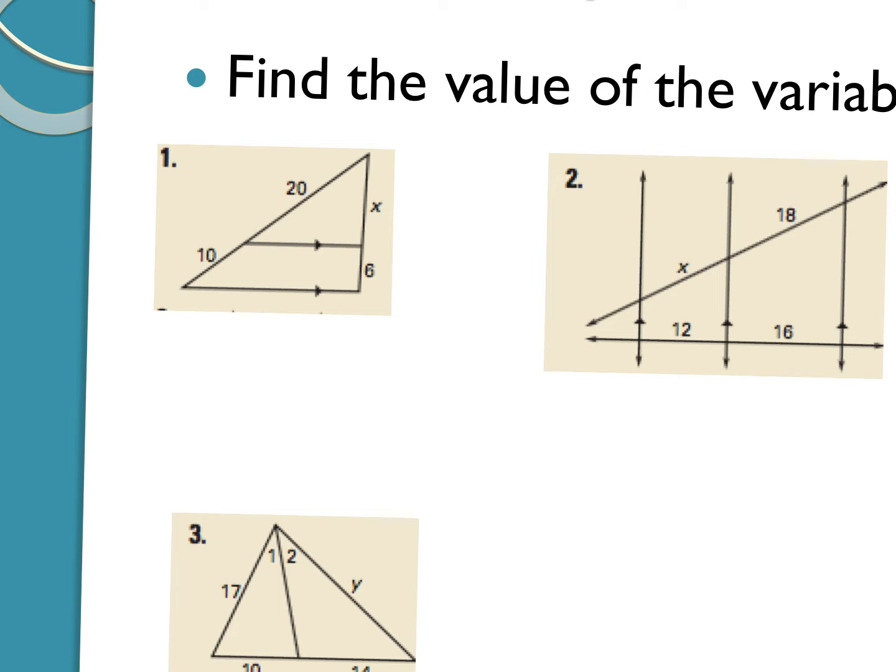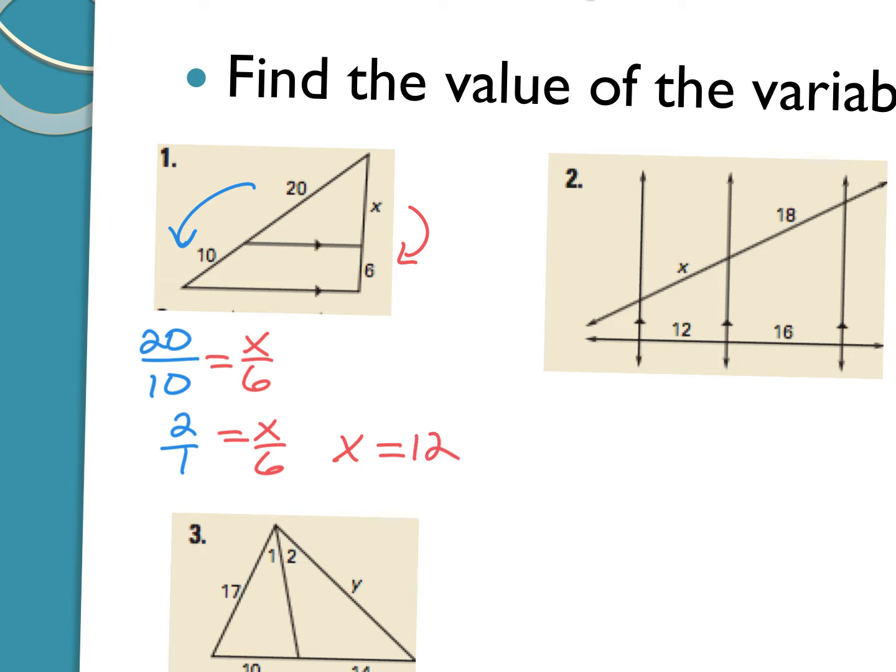So I'm going to set this up as 20 over 10 for this side, top to bottom, and then I'm going to do x over 6. Now, because you're not using a calculator, I highly recommend you simplify that blue fraction first to make the solving process a little bit easier. So I'm going to simplify 20 over 10, make it 2 to 1, and set it equal to x over 6. Now when I cross multiply, 1 times x is x, and 2 times 6 is 12. No division involved by simplifying that.